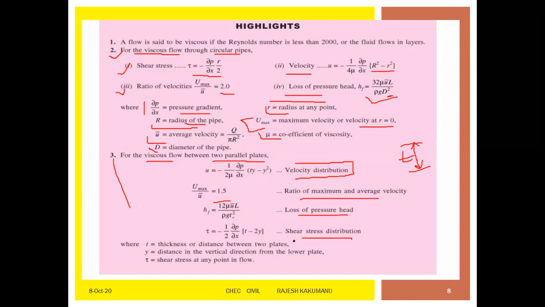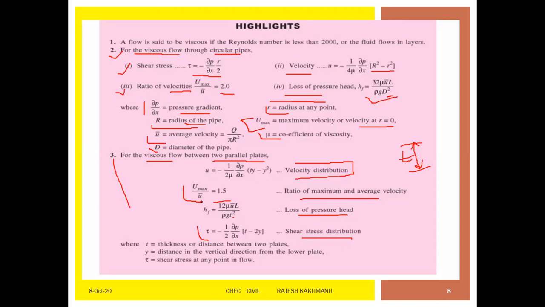Then the shear stress distribution: tau is equal to minus half dou p by dou x into (t minus 2y). Here, the tau is equal to minus dou p by dou x into r by 2 in the pipe case. See what we got here: the ratio of velocities is 2 for the pipe, but here the ratio of velocity is 1.5. Small changes, so keep these formulas in your mind.